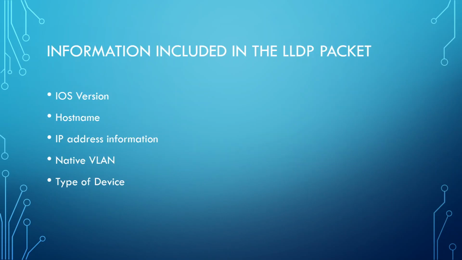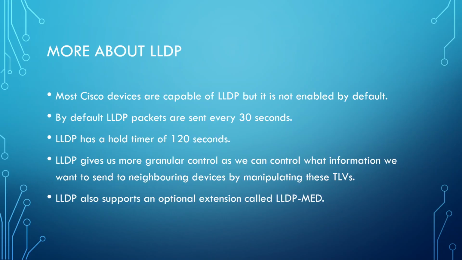Some of the information included in the LLDP packet, like with CDP, is going to be IOS version, host name, IP address information, native VLAN information, all that sort of good stuff. And also type of device, whether it's a router, a switch, a wireless LAN controller, an AP, all that sort of good stuff.